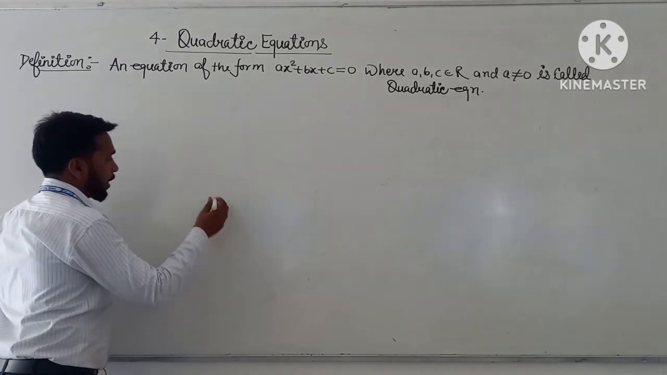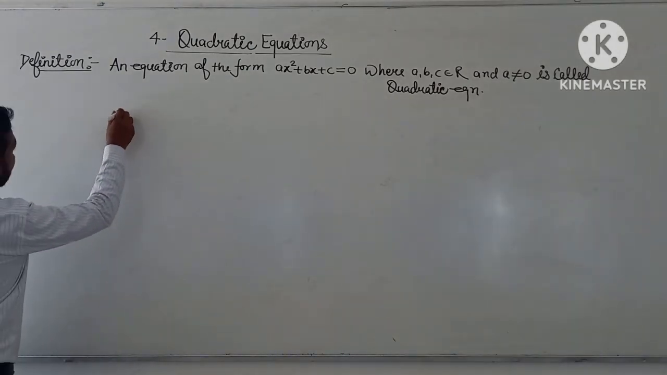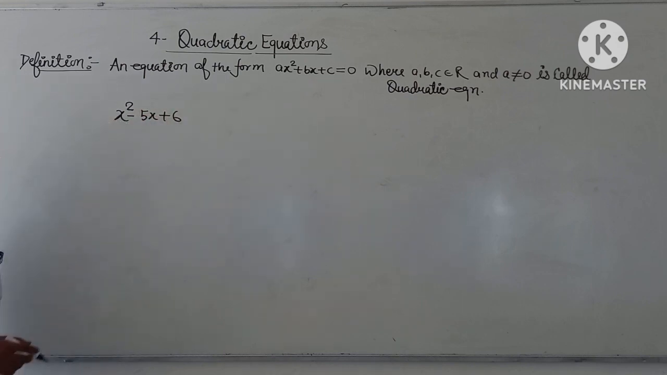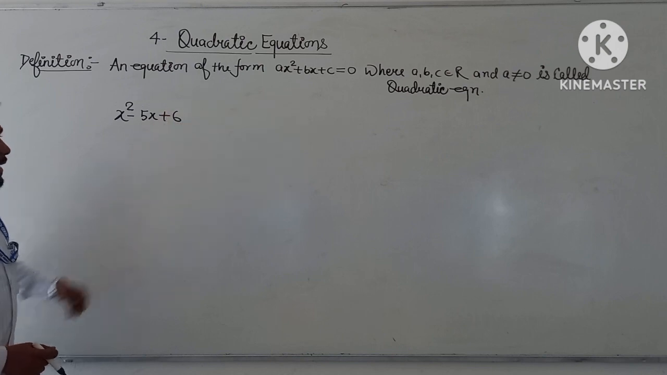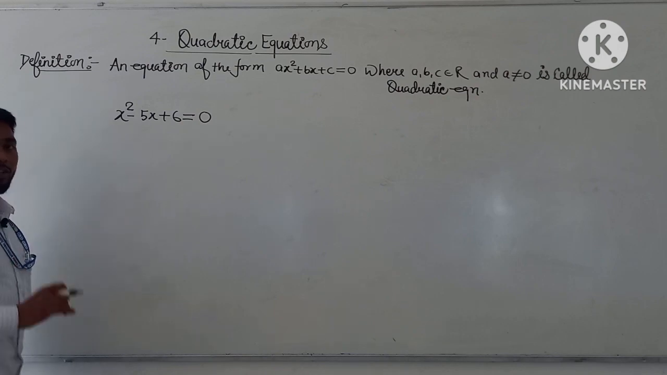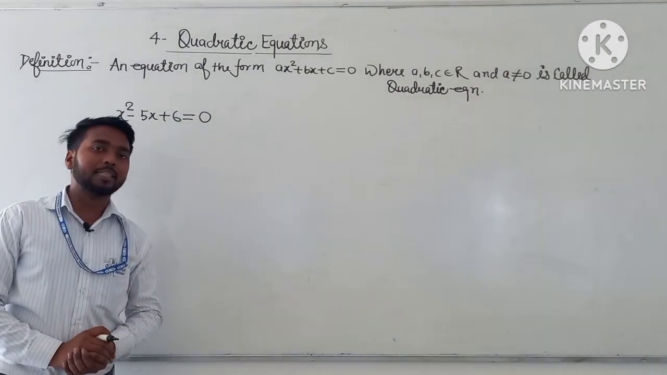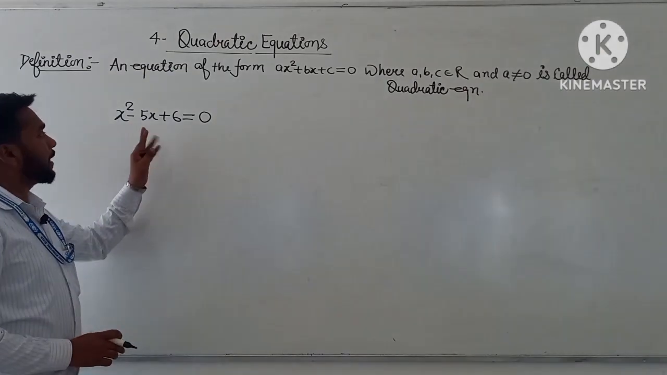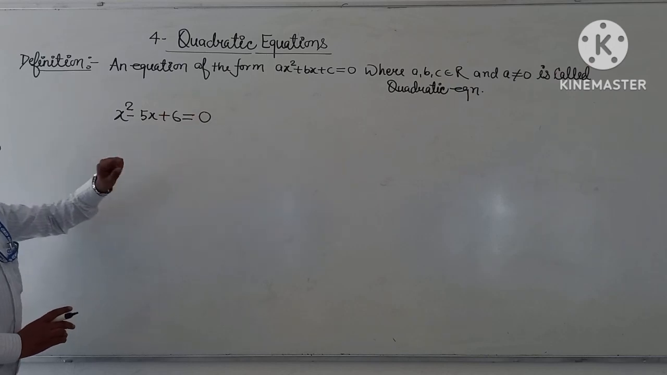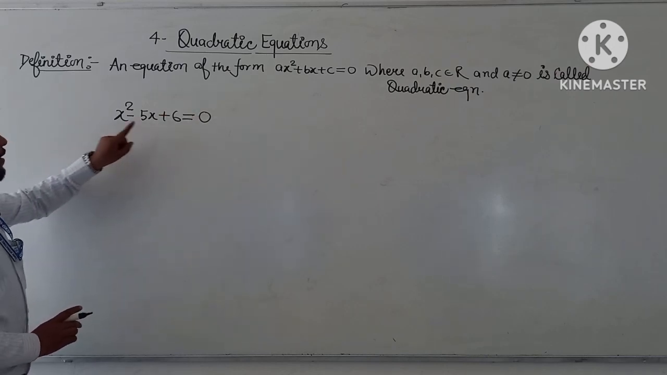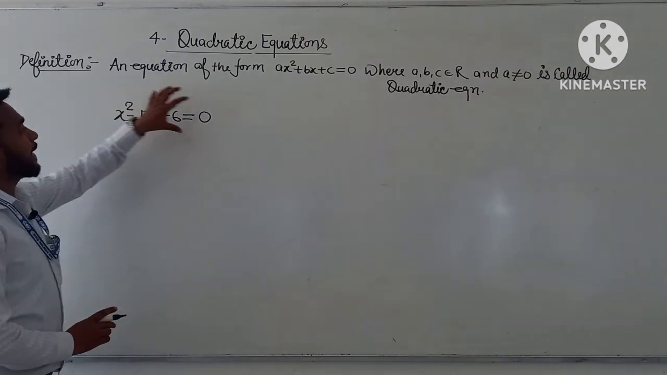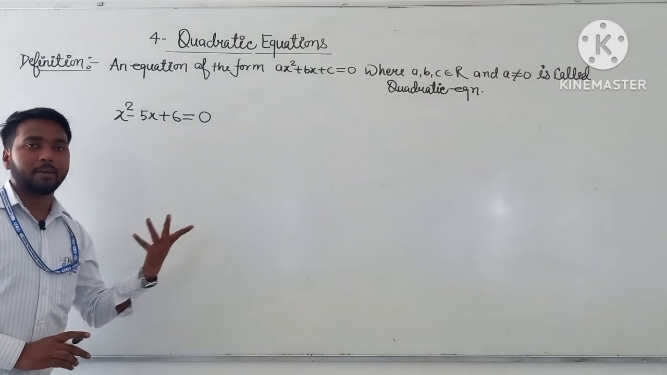Okay. First of all, students, suppose you have x square minus 5x plus 6. First of all, it is an expression, and if this expression contains a sign of equality, then it becomes an equation. So an algebraic expression containing a sign of equality is called an equation. And if I talk about the variable in this equation, the variable is x here, and the highest power of this variable x is 2, so it is called a quadratic equation, just like the quadratic polynomial.